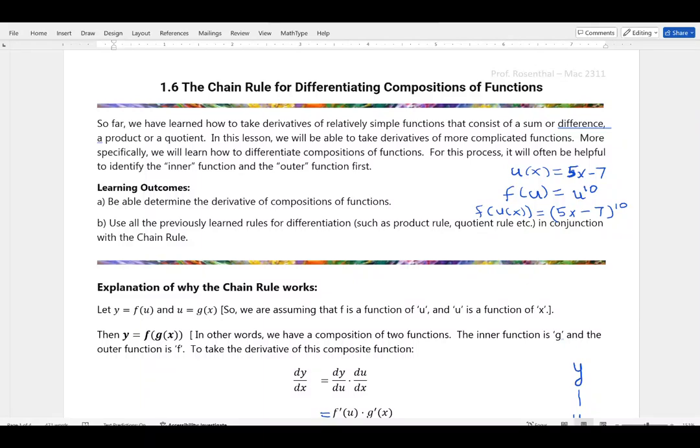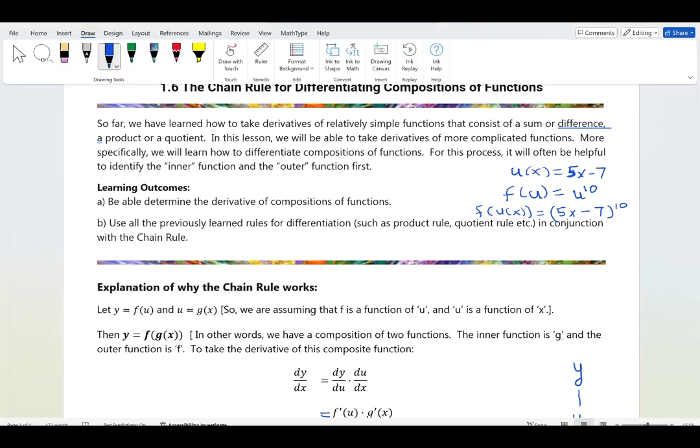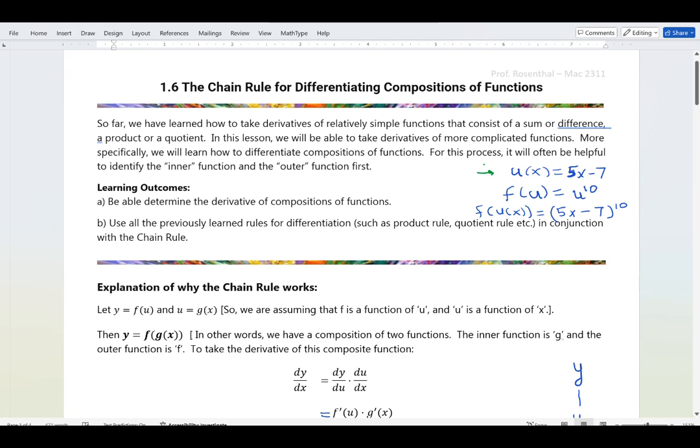Hi everyone. In this lesson, we'll be studying a technique called the chain rule, which is a technique to differentiate compositions of functions. Let me explain what that means. So, for example, suppose we have a simple function like u of x equals 5x minus 7. We already know how to differentiate that, right?